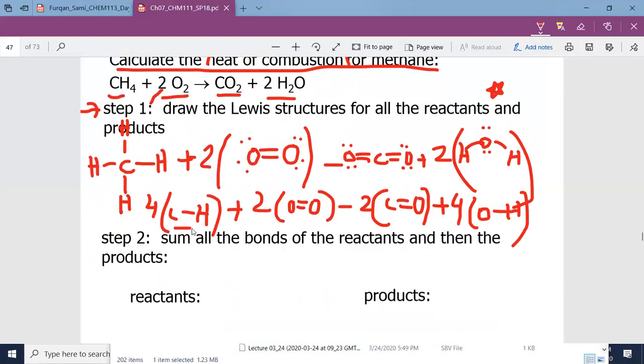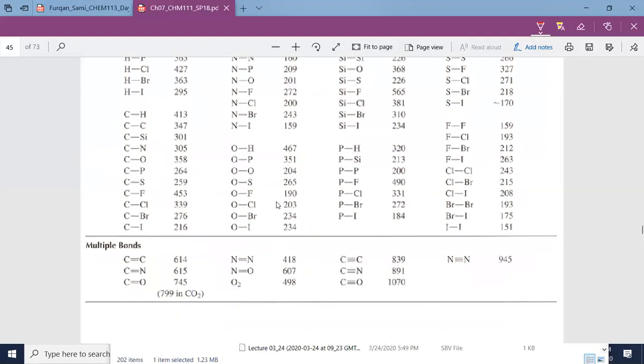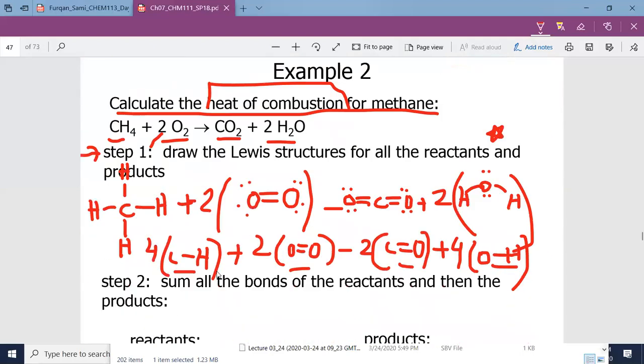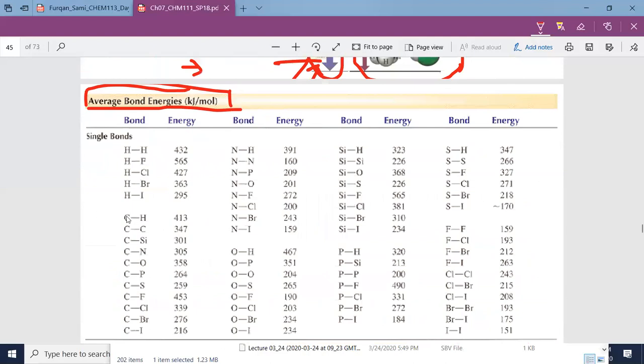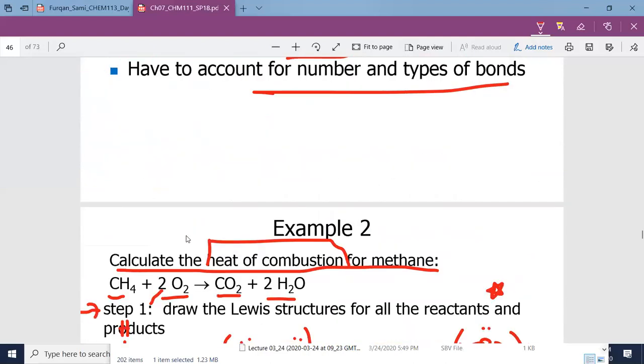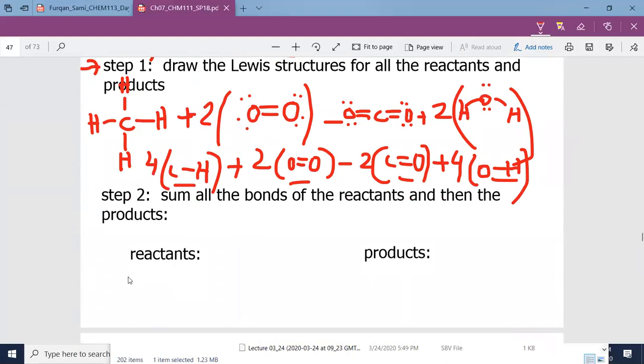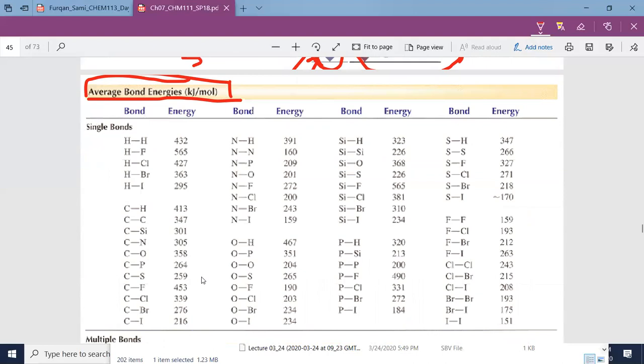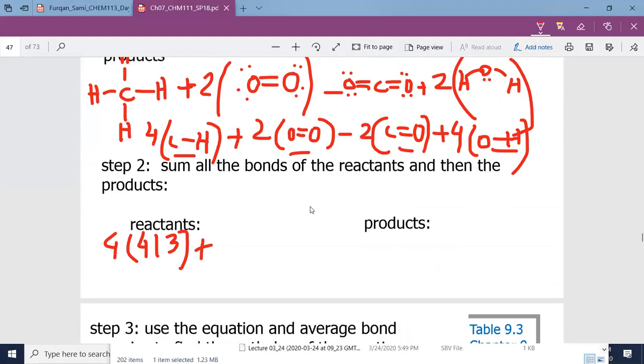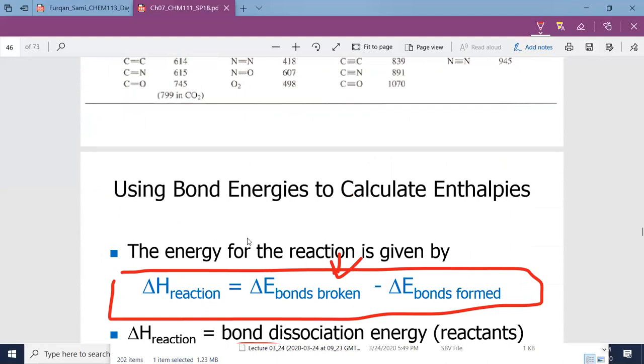So now these bond energies, we're gonna get from the table. The numbers are here in the table. Let's say, what is the number for C-H bond? That's gonna be 413. So if I'm solving it, I'm gonna say 4 times 413. Okay, minus, no, not minus, plus. Plus what? What bonds do I have? O to O. Two of O to O's I have.